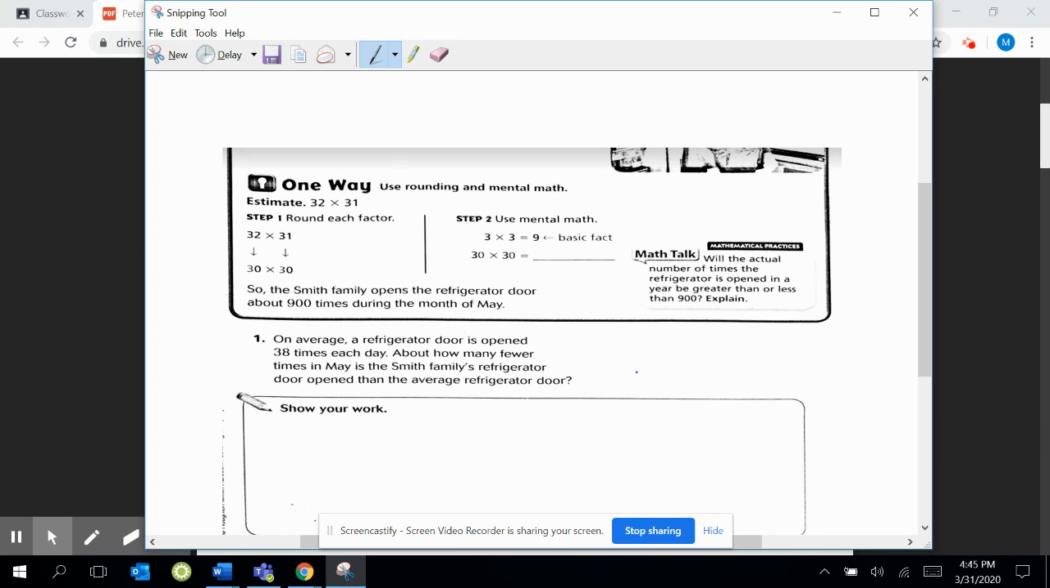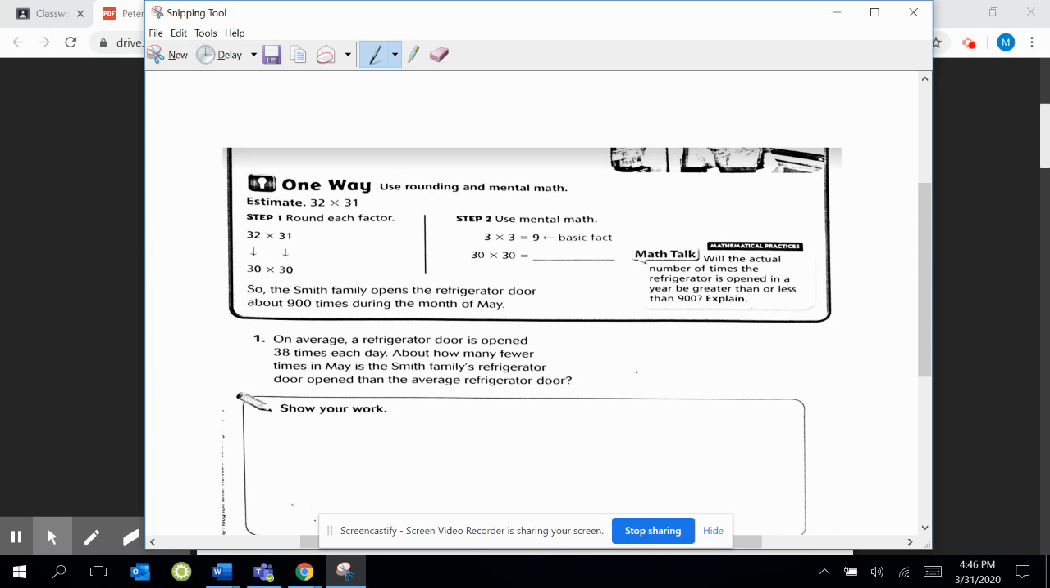We need to underline that the door opened 32 times in one day, and there are 31 days in May. That's the information that we're going to use. And so you need to underline that. All right, now we're going to figure out what the answer is.